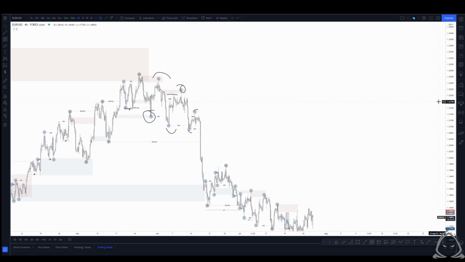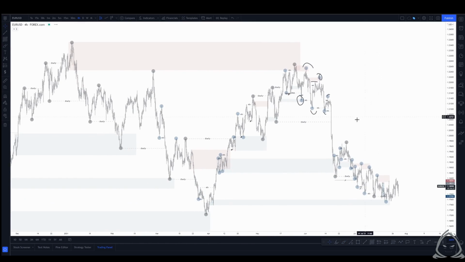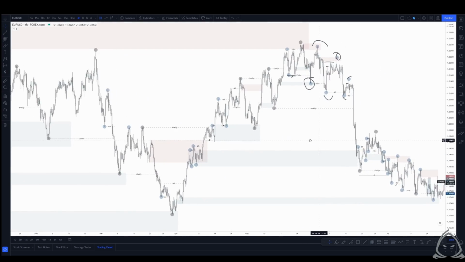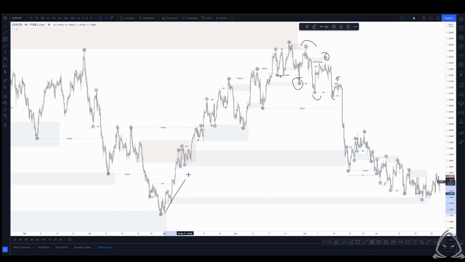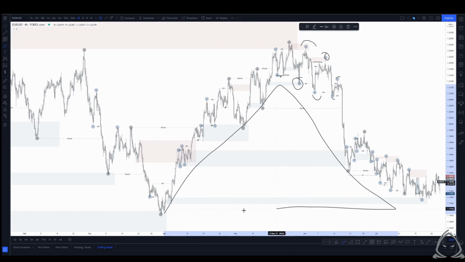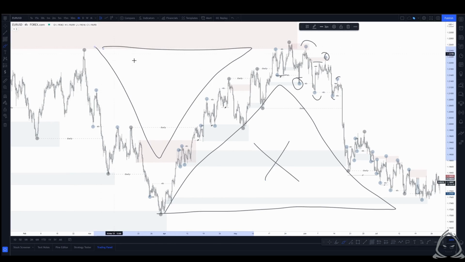Now, that's not to say it's going to be filled immediately, and that's something I don't want any of you thinking, that once a void is created, we just have to go up here next week. It doesn't have to happen that way. It can take a long time. But as we can see right here, we created a massive void in price, and what did we do? We filled it all.